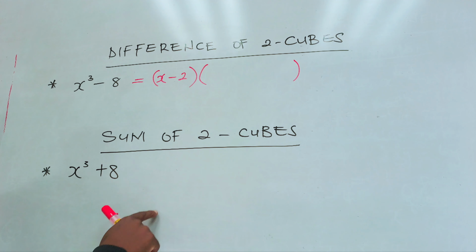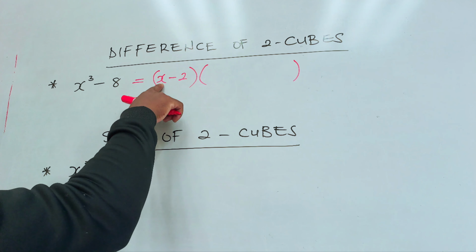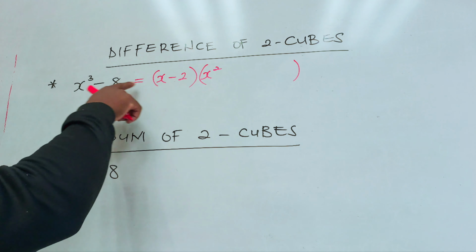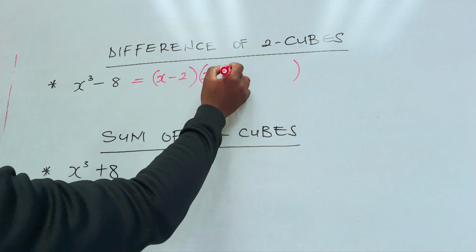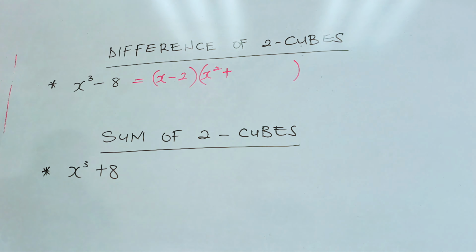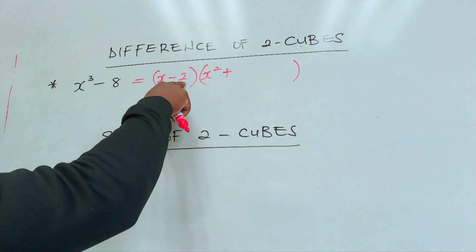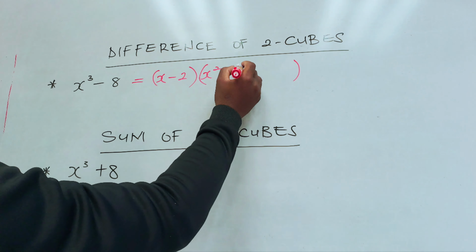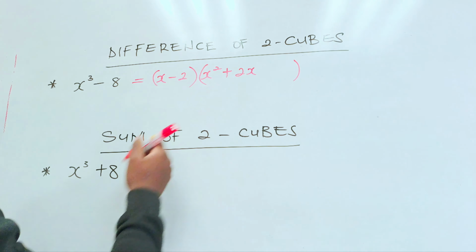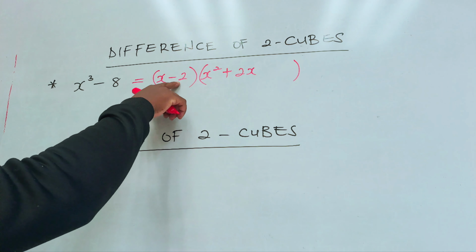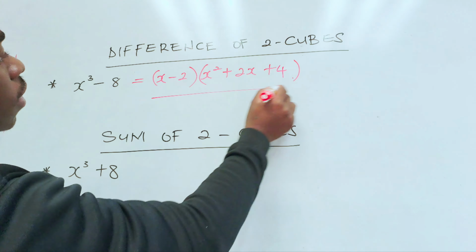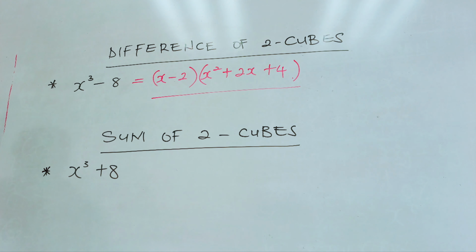Then you open a bit longer bracket. In that longer bracket, you square the first term, and we get x squared. If the sign was negative here, that side tends to be positive. Then you say minus 2 times x, you get 2x. Then you square the last one. Minus 2 squared is positive 4. That will be your factorized form.